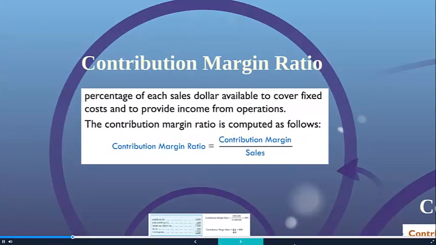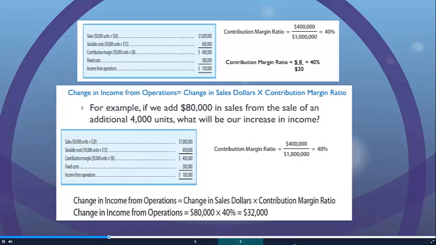The first equation we're going to look at is our contribution margin ratio. This is our contribution margin divided by our sales, and it shows us the percentage that each sales dollar is available for us to cover our fixed cost and provide income from our operations. Our contribution margin ratio is used for our break-even point to find our break-even in dollars. So I want you to remember ratio equals dollars. So let's take a look at the contribution margin ratio.